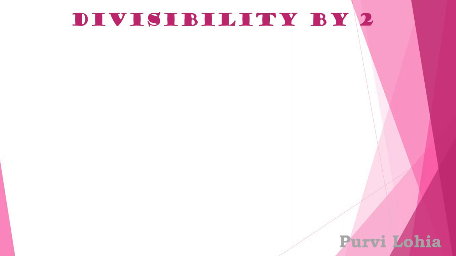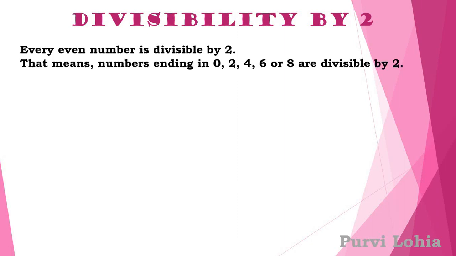Okay, so the first one is divisibility by 2. Every even number is divisible by 2, you know that. That means numbers ending in 0, 2, 4, 6 or 8 are divisible by 2. Example, 56, 104, 6,820, 2,78,392.